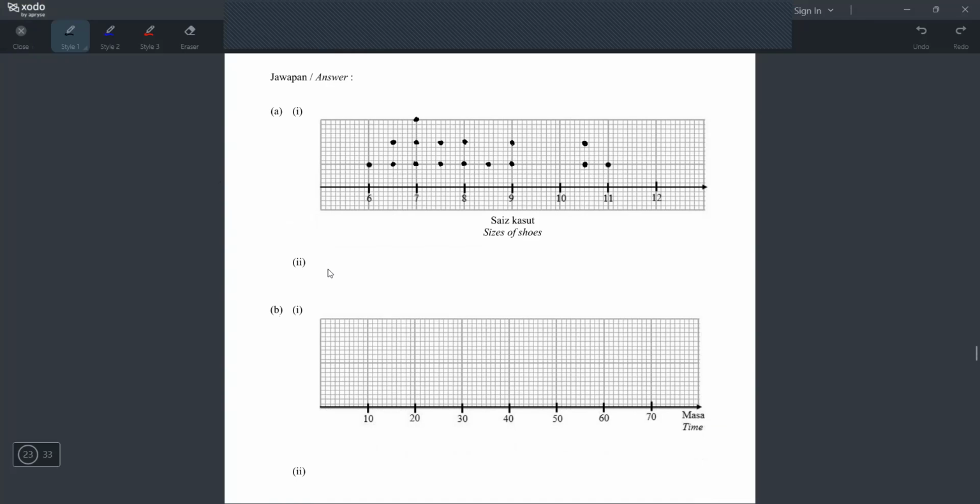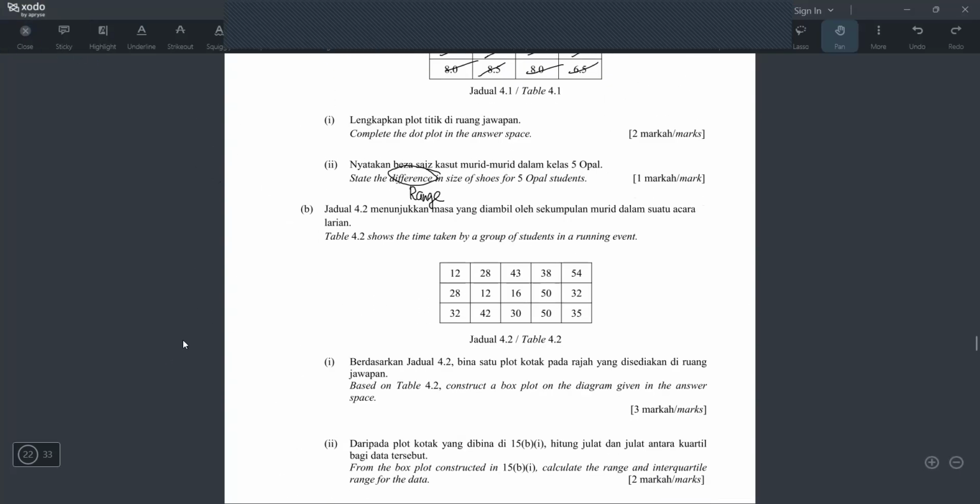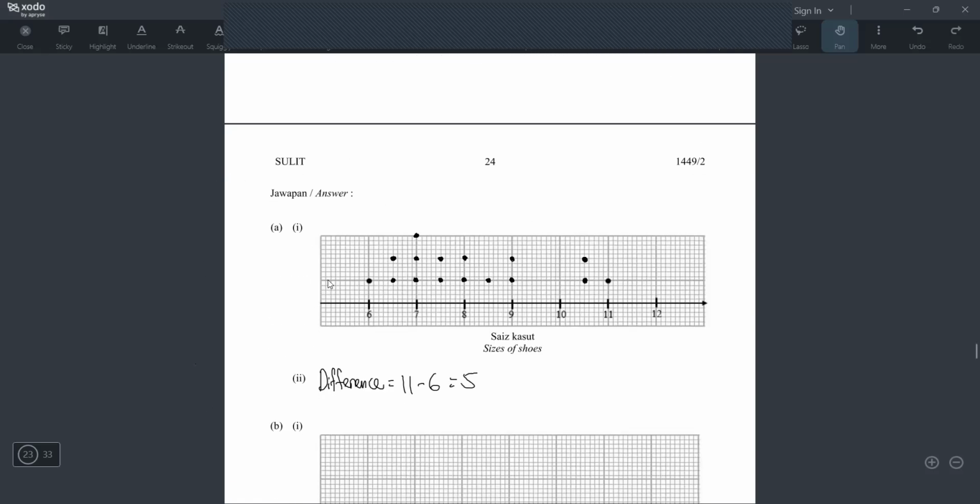So the difference lah, I write difference. Okay, or you can write range also. So it's 11 minus 6, which is 5. And the unit, I don't think have unit because this one is size of shoe. So you just write 5 only, it's enough. Okay, 11 minus 6.